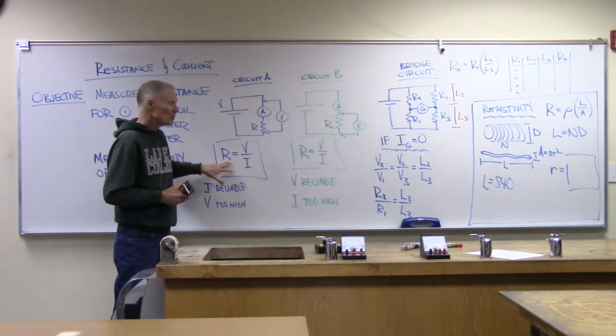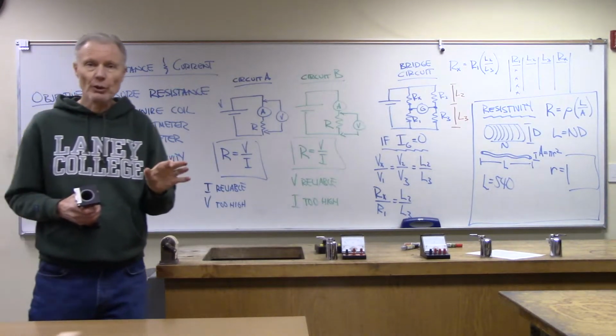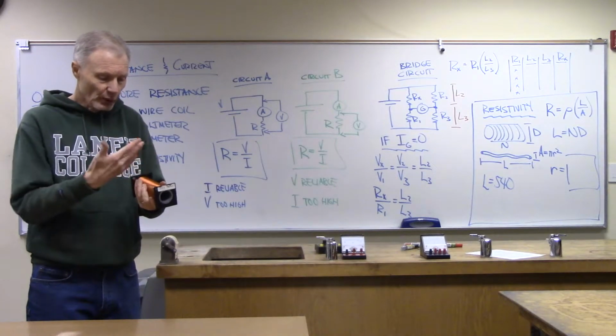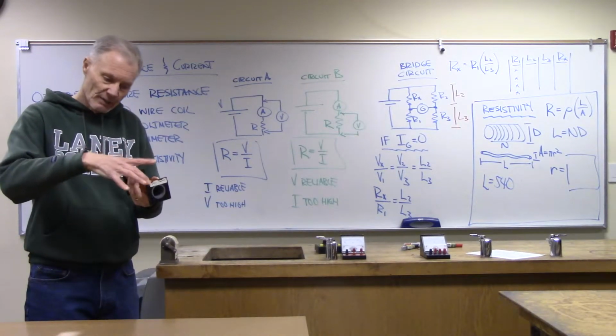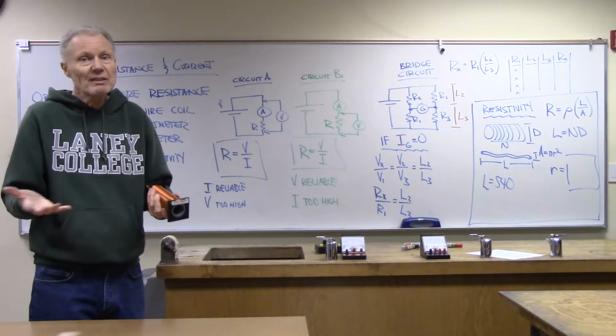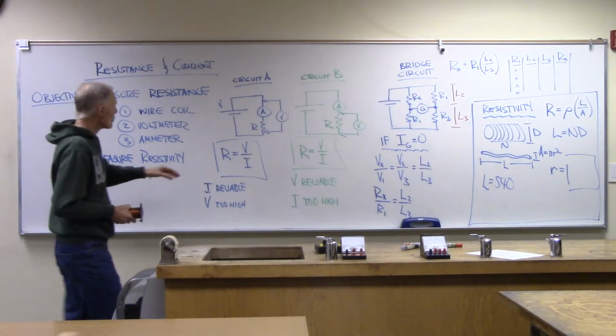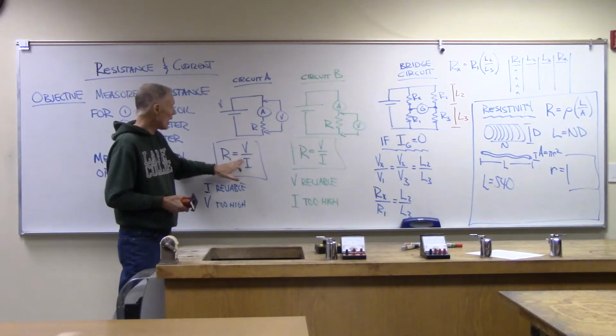When we take a look at using circuits A and circuit B to do a measurement, one way we could measure a resistance is to say, look, if I can measure a voltage and I can measure a current, if I can measure the current going through this device and I can measure the voltage across it, that should give me enough information. I should be able to go in and calculate a resistance from that. So that would just be R is equal to V over I.